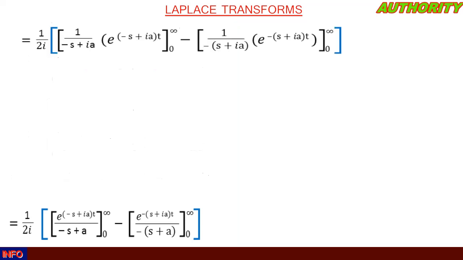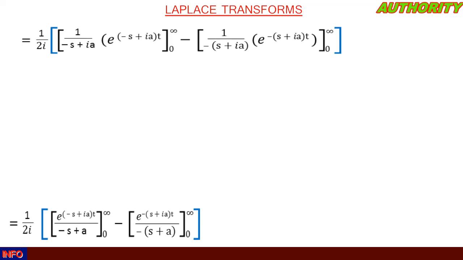We have e raised to the power of minus (s plus ia) t, and then our interval 0 to infinity, minus, we also factor out 1 over minus (s plus ia). As we do so, we have e raised to the power of minus (s plus ia) t, and then our boundary from 0 to infinity. All right, good. Now in this case we can go ahead and plug in the upper limit minus the lower limit.